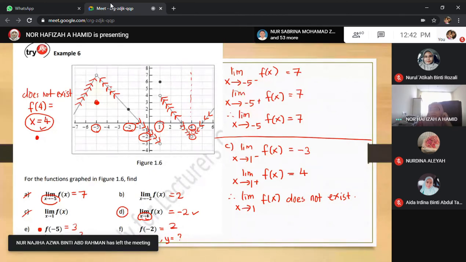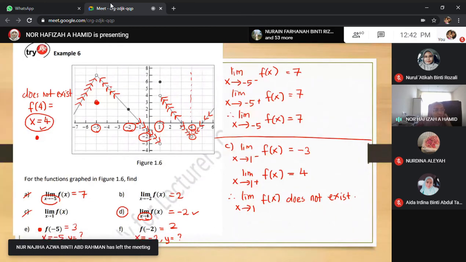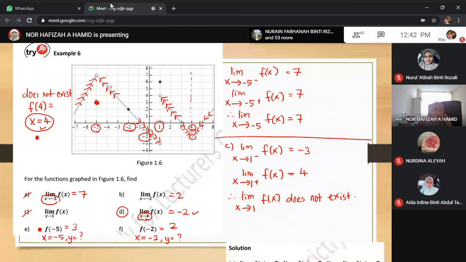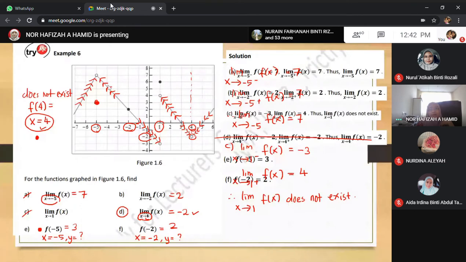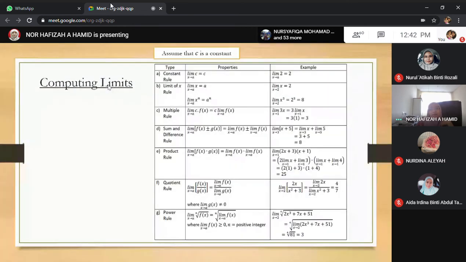Okay, so computing limit. Okay, so saya nak masuk next subtopic 1.1.4 computing limit. Okay, so computing limits, we have several properties kat sini, tapi saya tak go through one by one lah, sebab you boleh refer yang recorded video. So cuma saya nak pergi yang properties number 1 and properties number 2 je. Okay, so for properties number 1, constant rule.